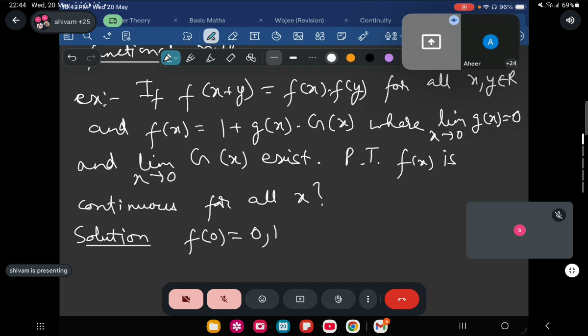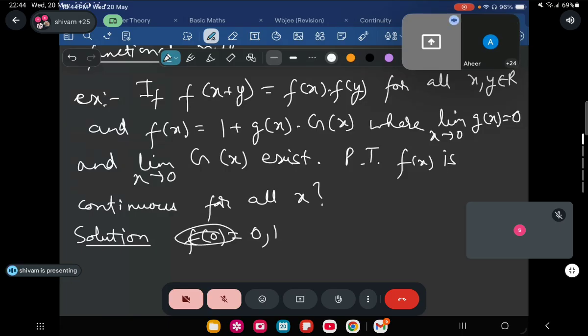After that, we can find the limit, like we can find g of x equal to 0. So the limit of f of x as x tends to 0 will be 1 plus 0, since the limit of g of x is 0.